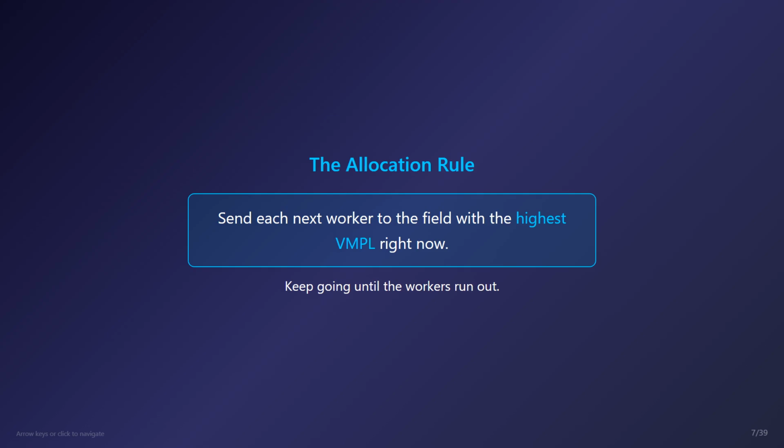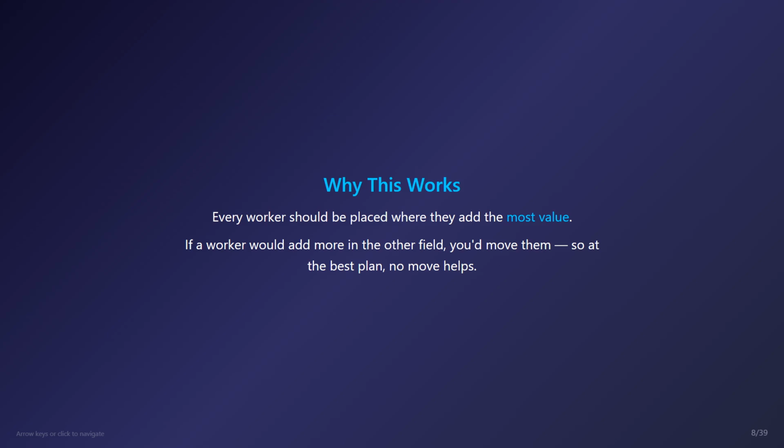The allocation rule is beautifully simple. Send each next worker to whichever field has the highest value of marginal product at that moment. Keep going until you run out of workers. Why does this work? Every worker should be placed where they add the most value. If a worker would add more in the other field, you'd move them there. So in the best plan, no further move can help.